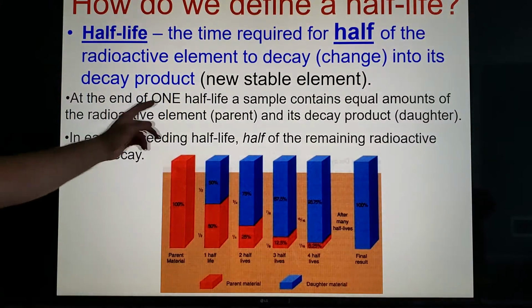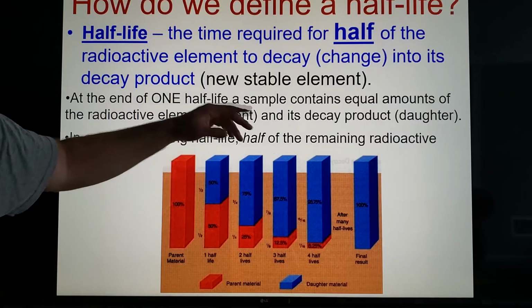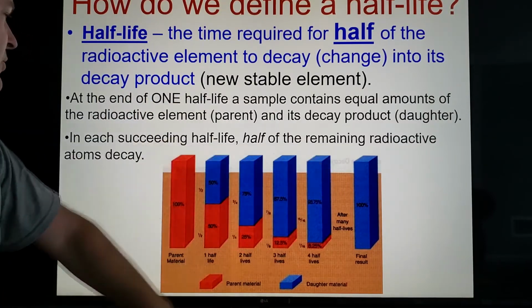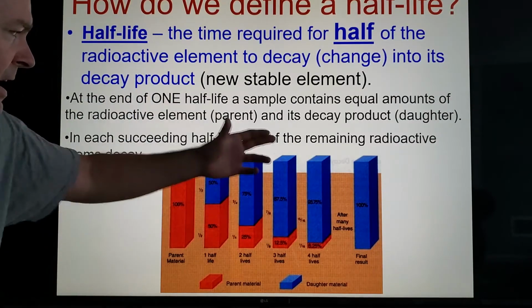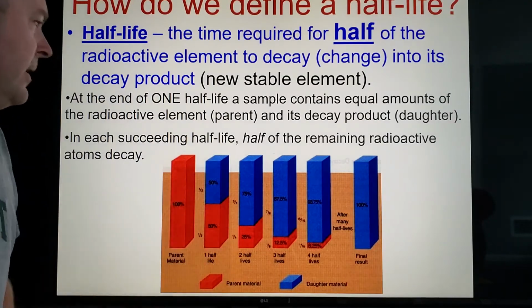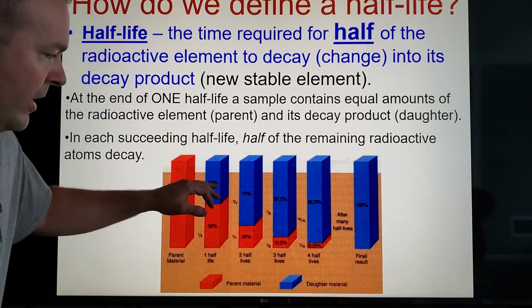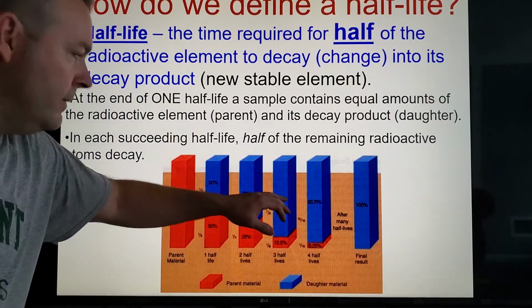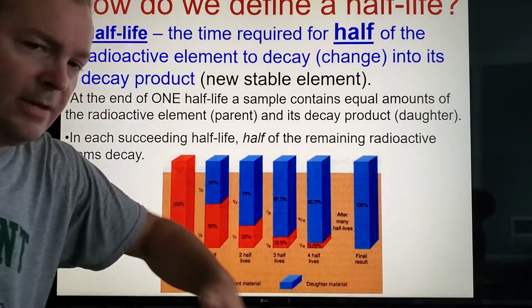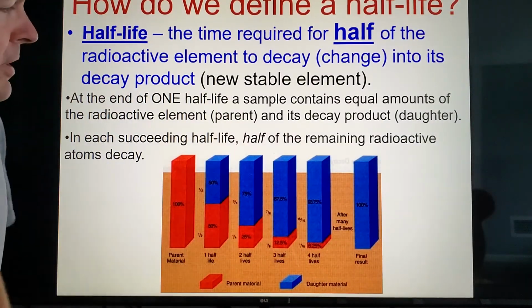All right. At the end of one half-life, a sample contains equal amounts of parent versus daughter. In each succeeding half-life, half of that remaining atoms decay and it becomes greater daughter, right? Mostly daughter until the end. It's pretty much all daughter product.